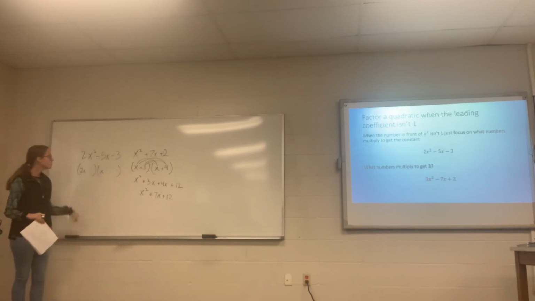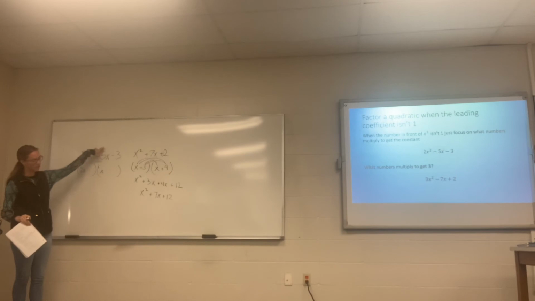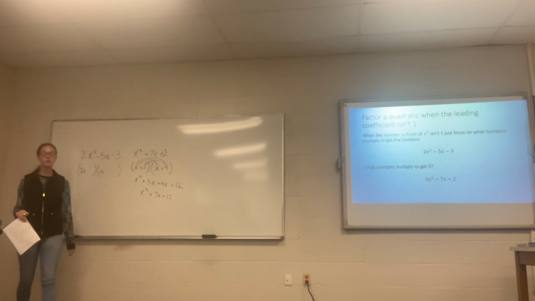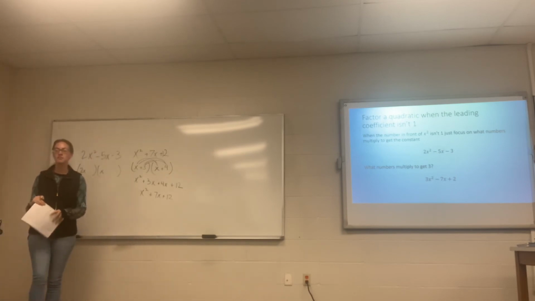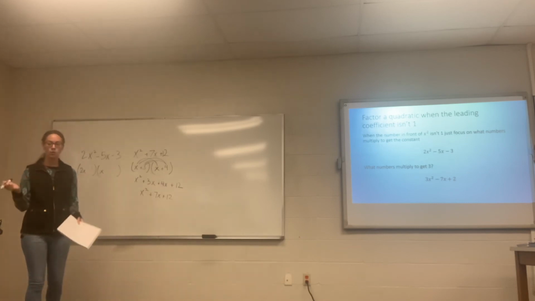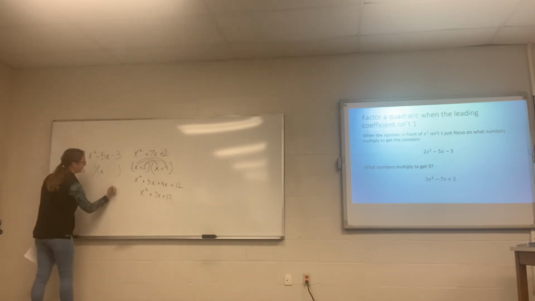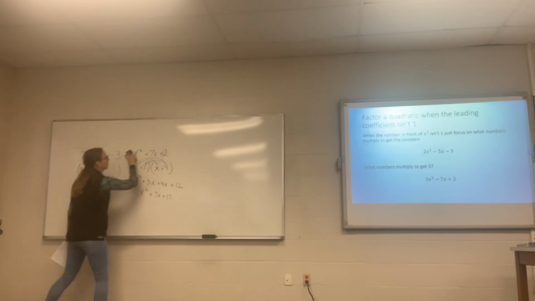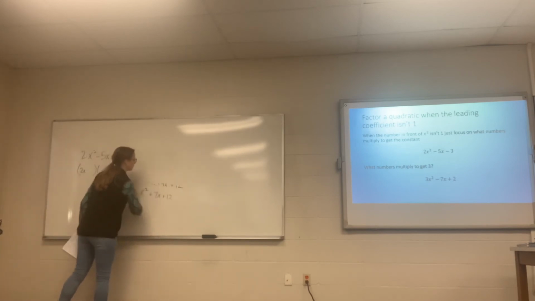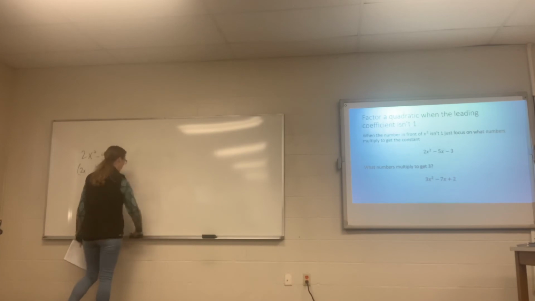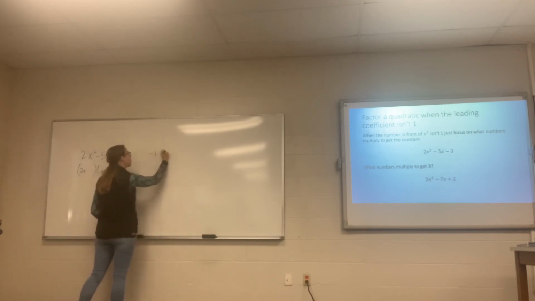Okay? So now I'm ignoring my middle term, and I want to think about what two numbers are going to multiply to give me negative 3. Well, for this, I could have negative 1. Let's see, let me write this over here. I could have -1 and 3.